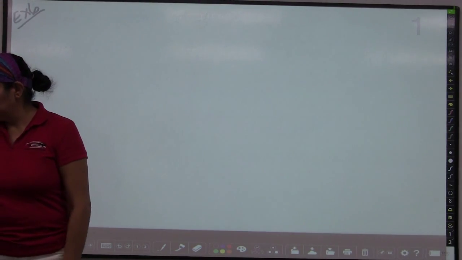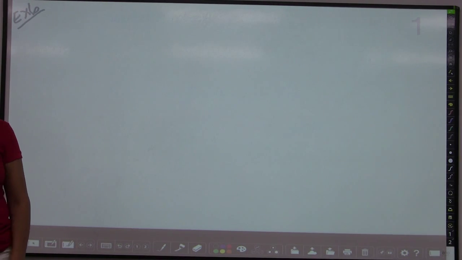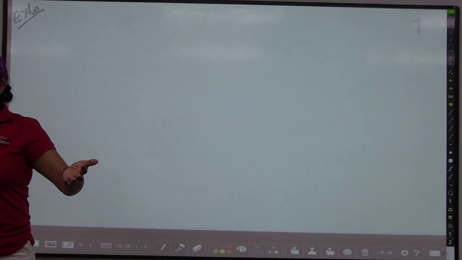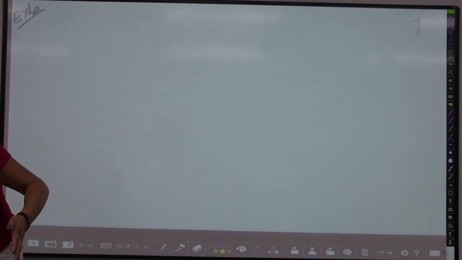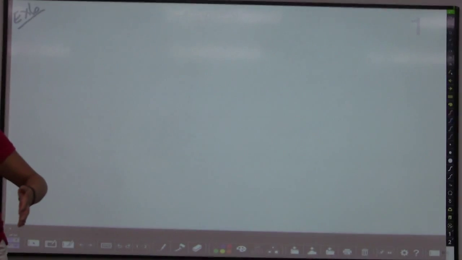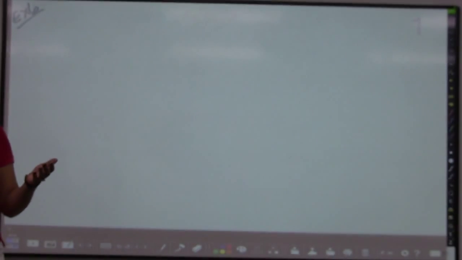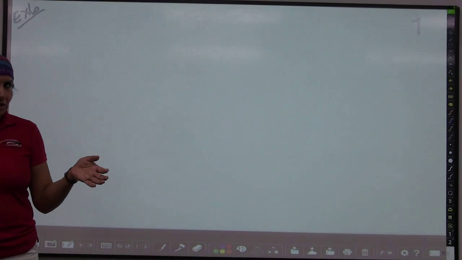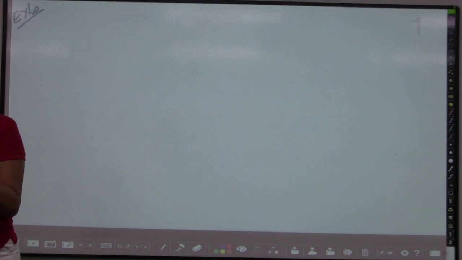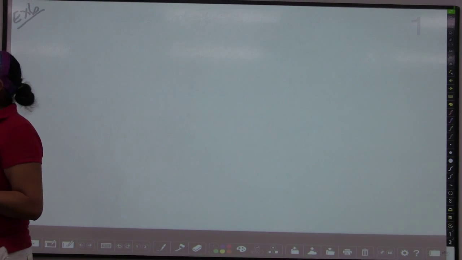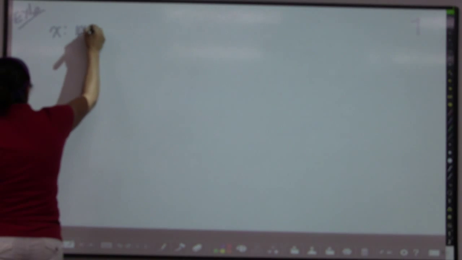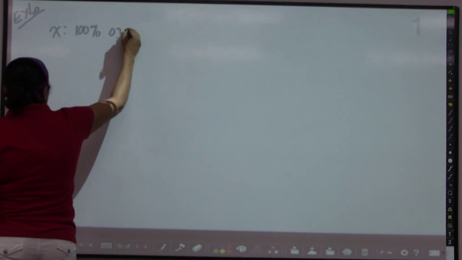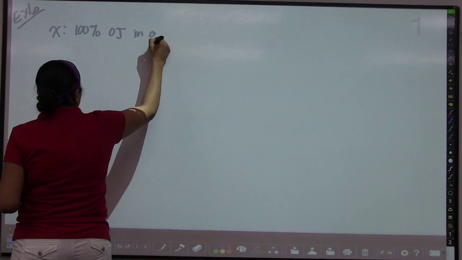How can we write that? Do we know how many gallons of that we need? No. It says how many gallons of 100% orange juice, right? So, do we know how much? No. And when we don't know how much, we assign a variable. So, we're going to say that x is the 100% OJ, in gallons.